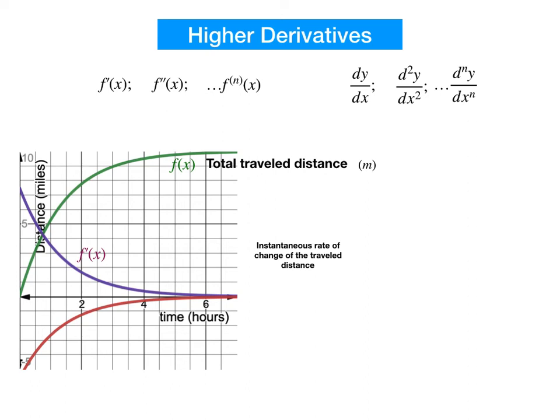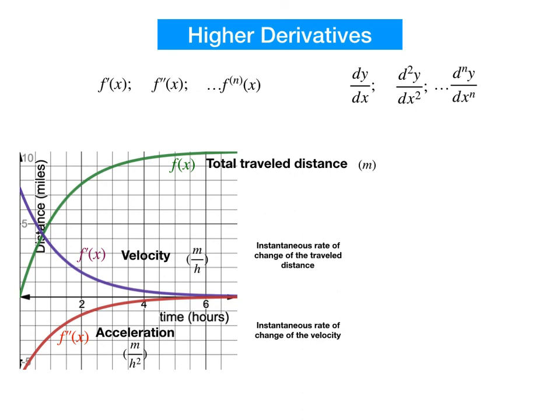F prime of x, which is the purple curve, tells you the instantaneous rate of change of the travel distance, and this is the velocity function, with the unit of miles per hour. Then f double prime of x, the second derivative of f of x, is the instantaneous rate of change of the velocity, which is the derivative of the first derivative, and it's an acceleration function with a unit of miles per hour squared. So you can see the relation between the first derivative and the second derivative with the original function.